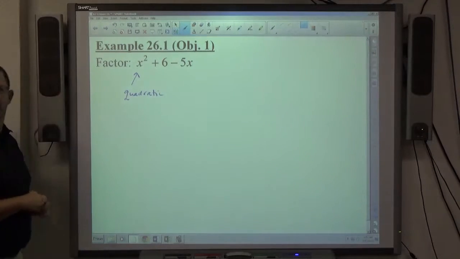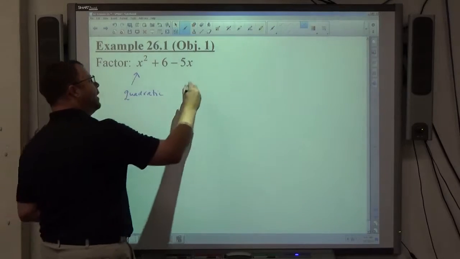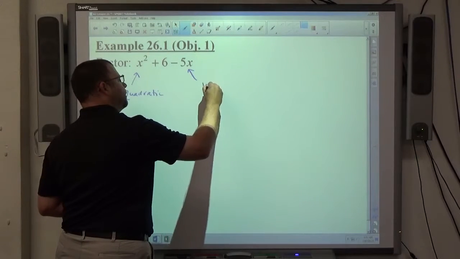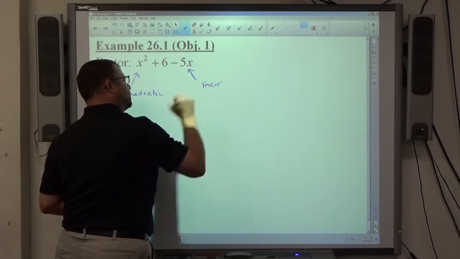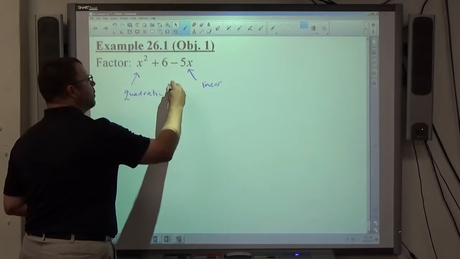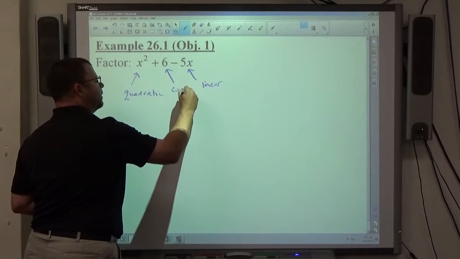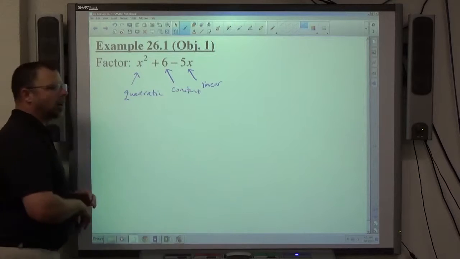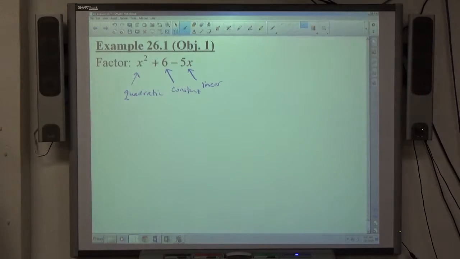That's the one that has the square on it. There's going to be a linear term. That's just got x to the first. And there's going to be a constant. That's the number without a letter attached to it. Those are the 3 objects in a quadratic trinomial.